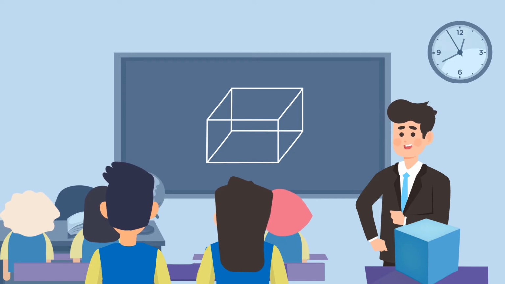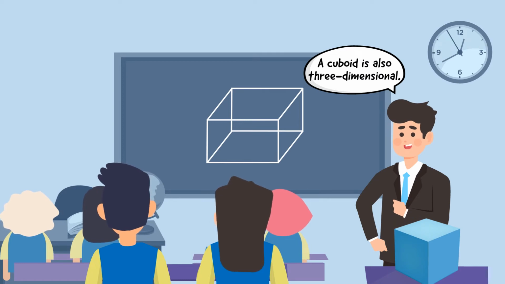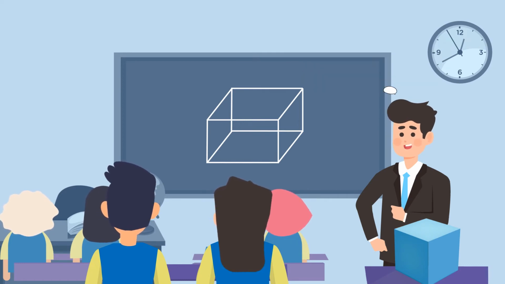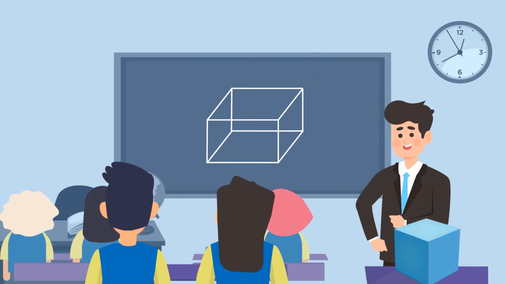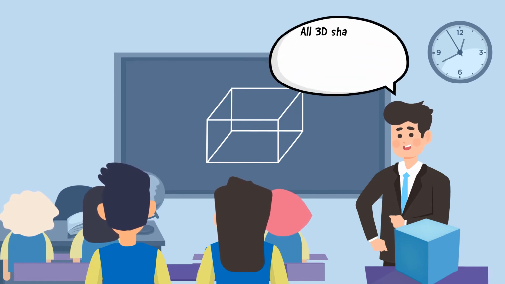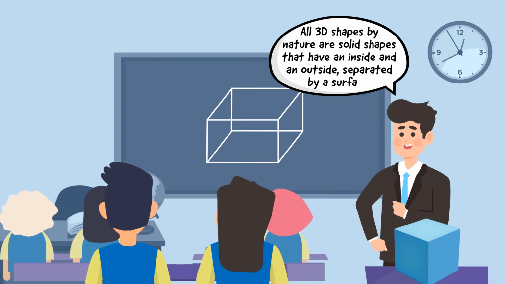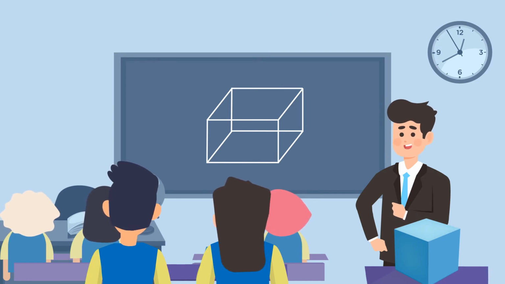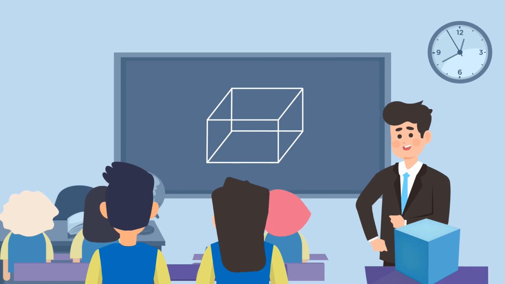Once the students have drawn the shape, inform them that a cuboid is also three-dimensional. Ask the students to give more examples of other 3D shapes from the surroundings. We will then conclude by informing the students that all 3D shapes by nature are solid shapes that have an inside and an outside, separated by a surface. Continue to state that all physical things that we touch are three-dimensional. With that, we have come to the end of our lesson.